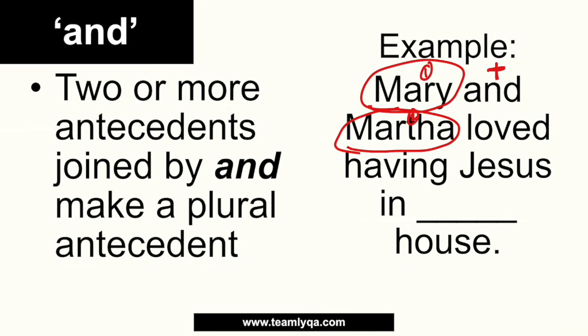At ito ay kanilang bahay. So, it has to be a possessive pronoun, okay, describing the house. Nakasunod na kasunod. So, what we could use would be their. So, Mary and Martha loved having Jesus in their house. Okay? Again, kasi and yung ginamit. Pag and, nagiging plural siya. Now, paano naman kung or?